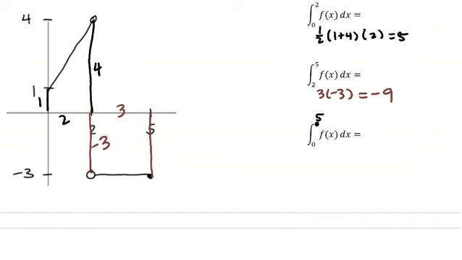So our total, I think oftentimes called net signed area, is going to be, okay, well this is 5 and this is -9. As we scan along the x-axis from 0 up to 5, I'll be adding 5 to -9, and that'll be -4. And this, I think, will be a good segue into our integral properties.